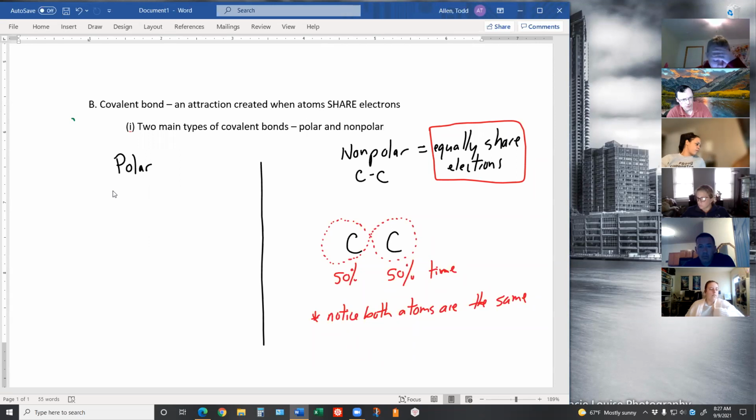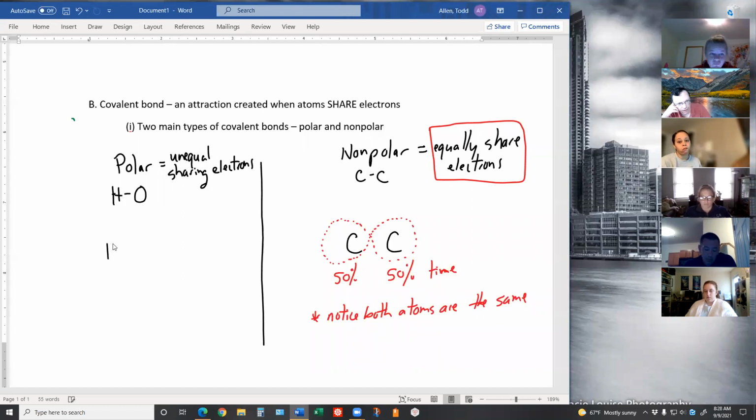And so let me draw it this way. First off, the symbolic representation is H bonded to O, hydrogen bonded to oxygen. Polar means that there is an unequal or uneven sharing of electrons. An unequal sharing of electrons. And so what would this mean from the perspective of the electrons that are being shared? How would the red dotted line change? Well, here's how the red dotted line would change.